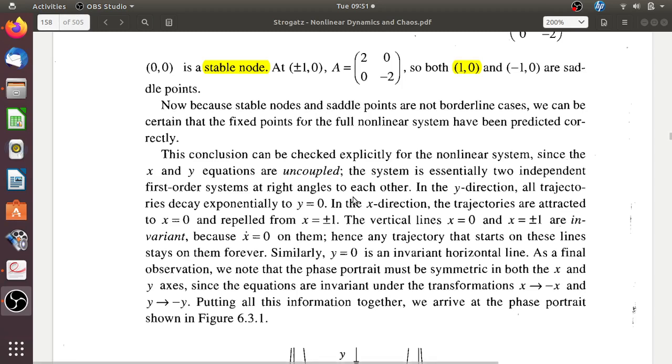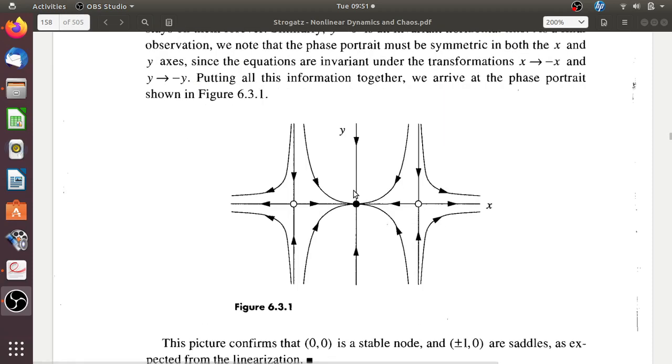Now, how is the phase portrait going to look for this system? So this is what it's going to be, but let's see how to construct it. The first thing is, in the xy plane, we will first put the fixed points. So one is (0, 0), and the other two are (-1, 0) and (1, 0). These are the three fixed points. I have put them on this xy plane.